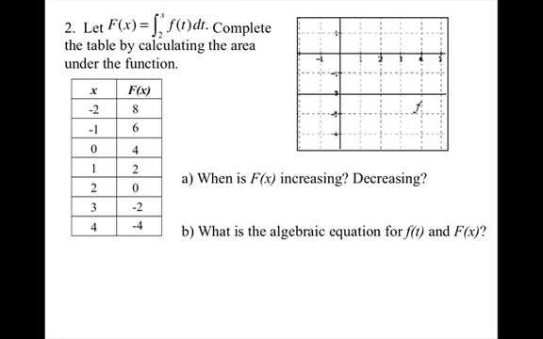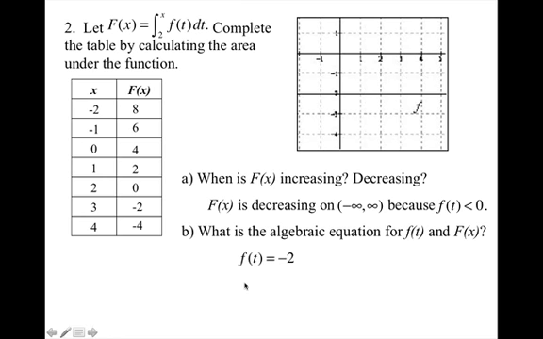Now, when is big F of x increasing or decreasing? In this case, big F of x is decreasing on the entire interval, negative infinity to infinity, because this time little f of t is negative. The algebraic equation that you should have gotten for little f is negative 2, and for big F, negative 2x plus 4. And the plus 4 is your y-intercept. So (0, 4) is your y-intercept, hence the plus 4.